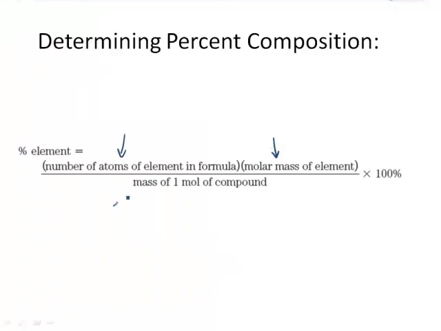And you divide that by the mass of 1 mole of that compound. That's the molar mass of the compound, which we looked at in the earlier section, and then you convert that ratio into a percent by multiplying by 100%. So let's do an example.